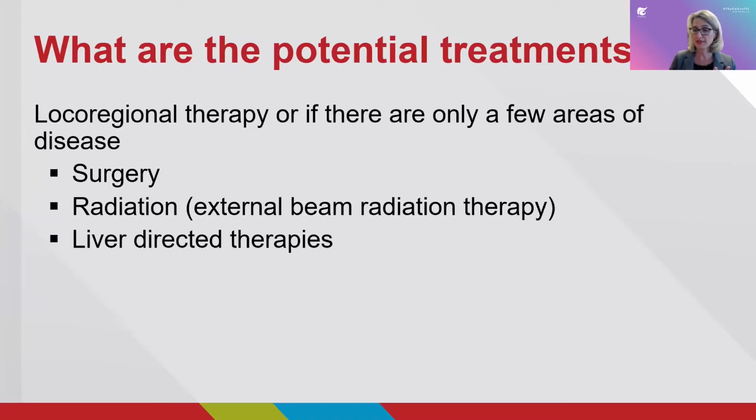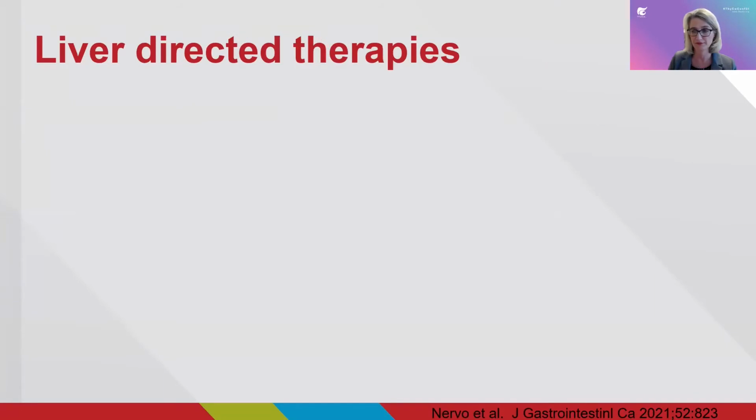So what are the potential treatments? As I've mentioned, surgery, if we can take it out, that's always our first option. Radiation, if we can't take it out or we think that the spot that it is would be more amenable to radiation, that's what we do. Or liver-directed therapies, specifically if there's a lot of disease in the liver that we want to address.